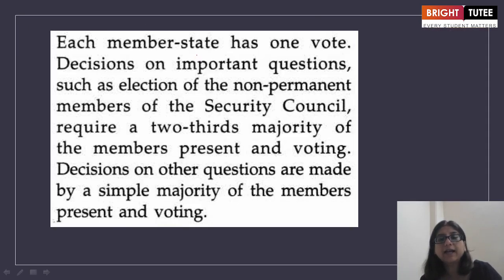Each member state has one vote, and decisions are important. Questions such as elections of the non-permanent members of the Security Council require a two-thirds majority of the members present and voting, and decisions on other questions are made by a simple majority of the members present and voting.